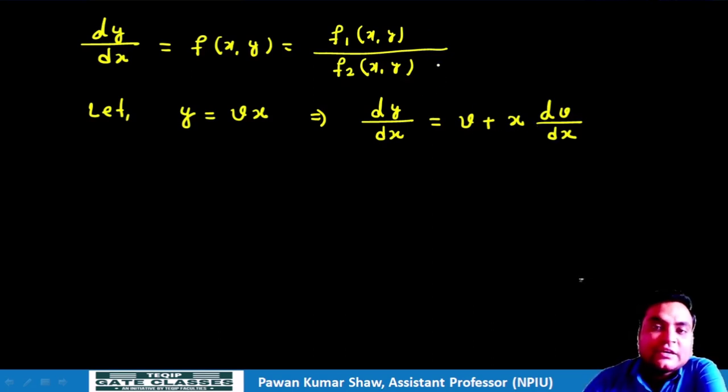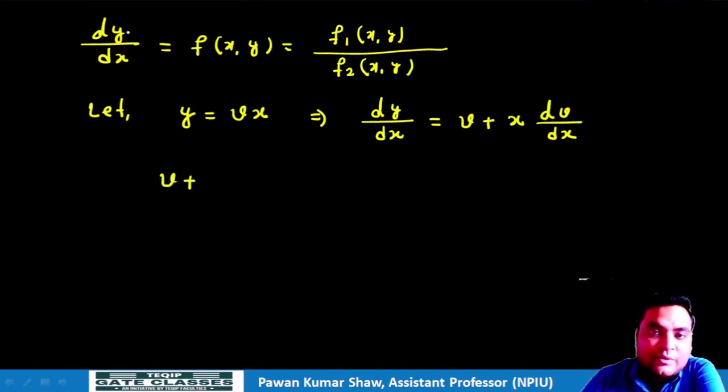Previously the independent variable was our x and the dependent variable was our y. Now we can convert the problem in terms of v and x. Now v is our dependent variable and x is still our independent variable. So we can replace this dy by dx, so we can write v plus x.